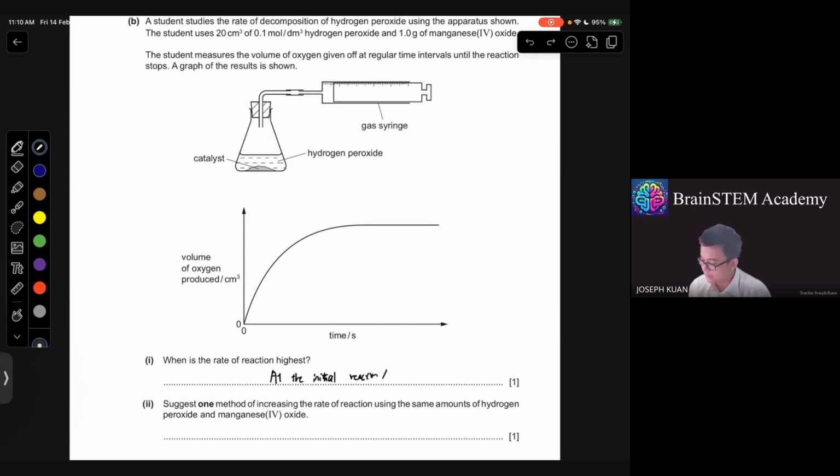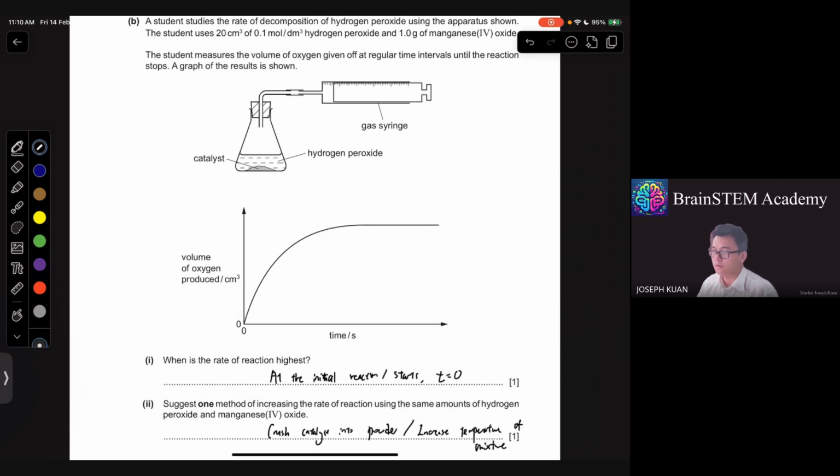Okay, you can say when it starts, or some students will say T equals to 0. Now, just one method to increase the rate of reaction using the same amounts of hydrogen peroxide and manganese 4 oxide: I can crush the catalyst into powder, or you can increase the temperature of the mixture. All right.